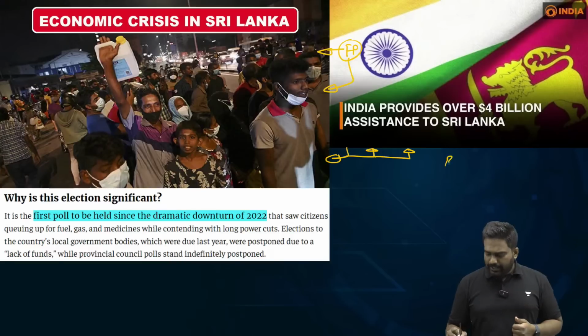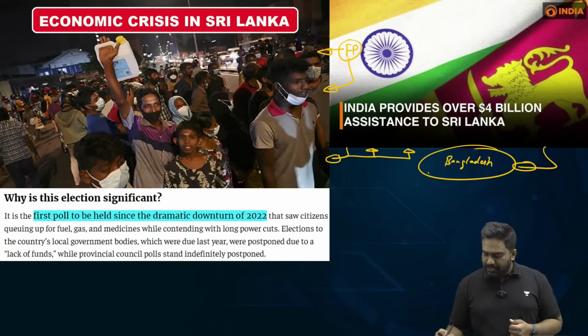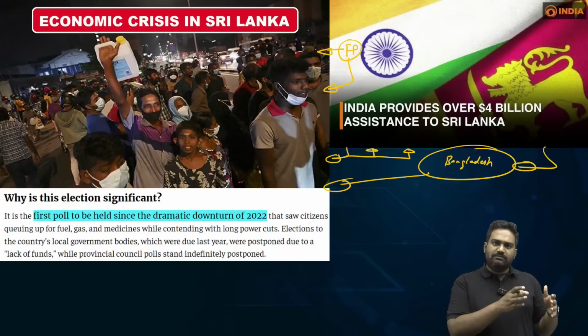Now, I would like to quote the example of Bangladesh here before we proceed further. See what happened in Bangladesh. We put all our eggs in one basket.